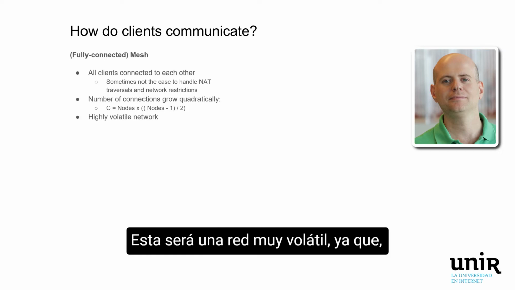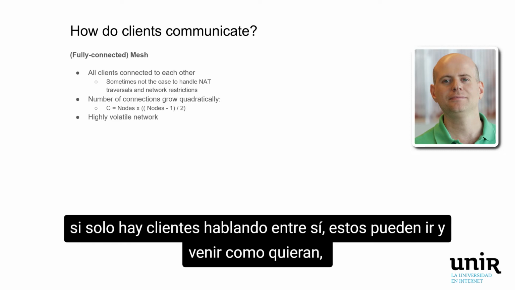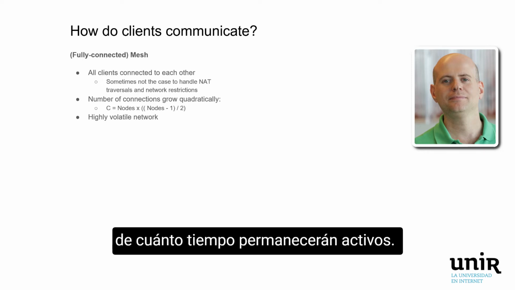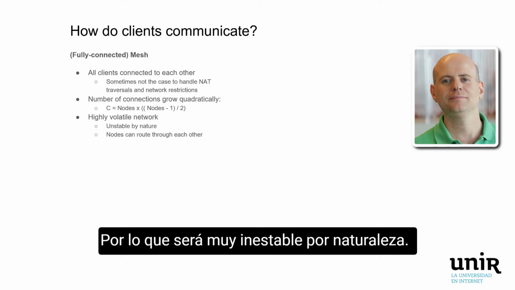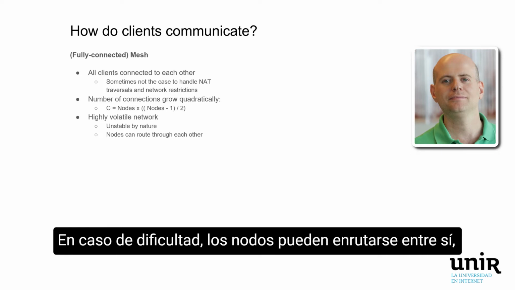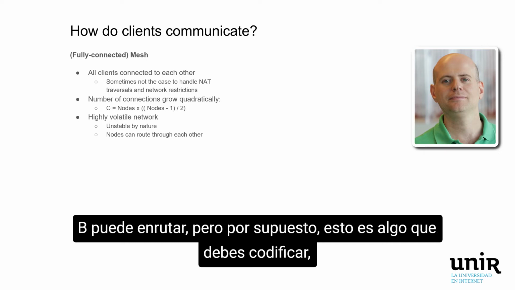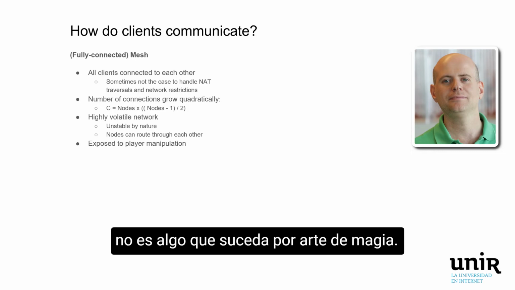It's a very volatile network because if it is just clients talking to each other, they can come and go as they please. There is no reliability and no guarantee in terms of how long they will stay alive. So it's going to be very unstable by nature. Nodes, in case of difficulty, can route through each other. A, B, and C. If A and B can talk to each other and B and C can talk to each other, B can route, but of course that's something that you need to code. It's not something that happens by magic.